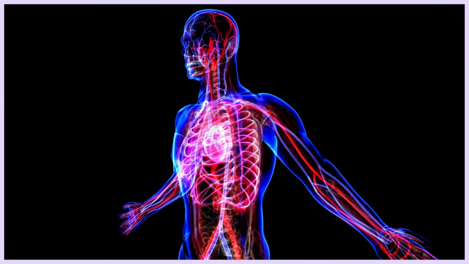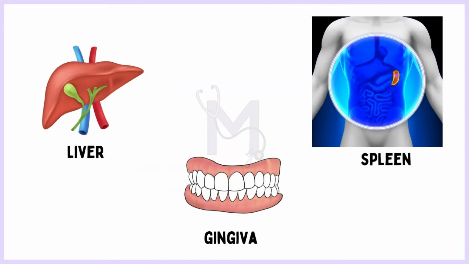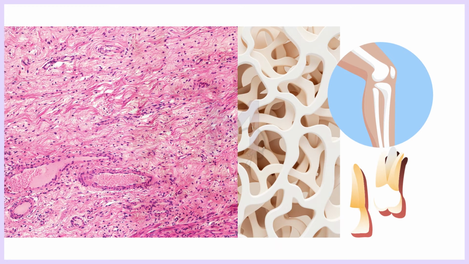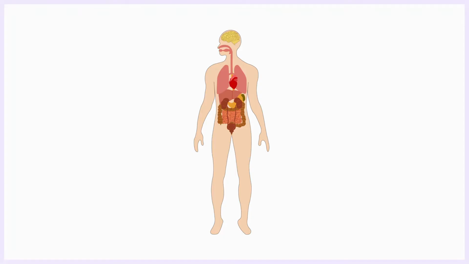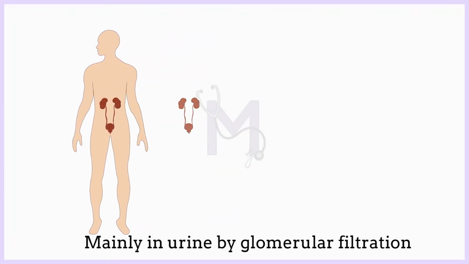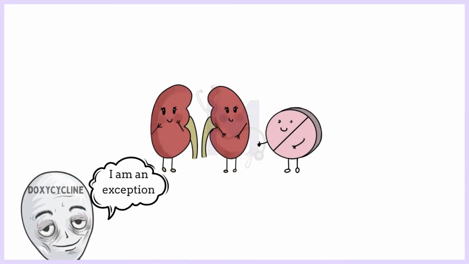Once absorbed, tetracyclines are widely distributed in the body and are mainly concentrated in the liver, spleen and gingival tissue, and also bind to the connective tissues in bone and teeth. Their excretion is mainly in urine by glomerular filtration, so if the patient has renal failure, the dose has to be controlled. But doxycycline is an exception for this case.